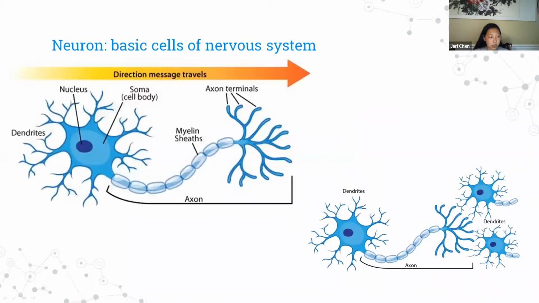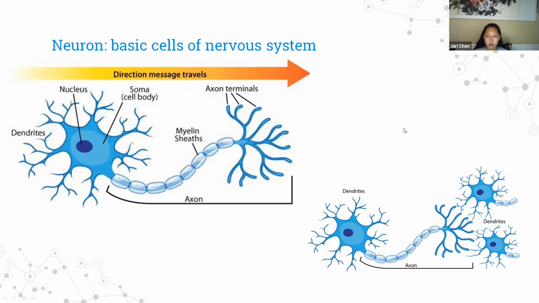So firstly, neurons. Neurons are basically the bases of the entire nervous system. It has a cell body and then an axon. These axons have axon terminals, while the cell body has dendrites connected. The message that transmits from neuron to neuron is called an action potential. So the action potential travels from the dendrites all the way down the axon to the axon terminals.